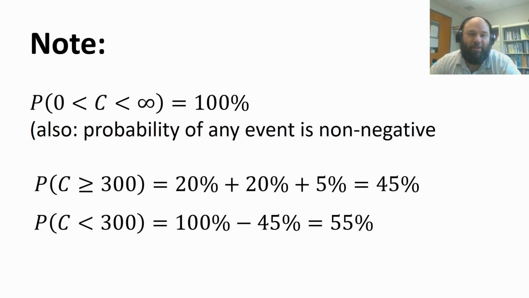If we want the probability that the number of customers is less than 300, we could add those up, but because the probabilities all have to add up to 100%, and these two events are what we call complements, we can just subtract the previous probability of 45% from 100% and get 55%. If we were working with decimals, it would be 1 minus 0.45 to get 0.55. We're going to continue with this example and do more with it in the next video.